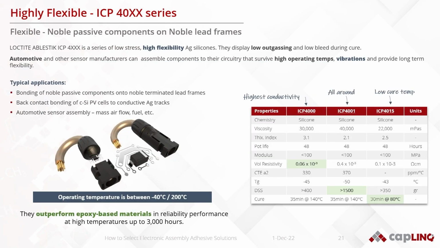If we dive into some more flexible materials, all of these materials are actually silicone, and these are specifically designed to attach to noble substrates. We're talking about the ICP 4000 series. So there's a multitude of applications where these materials could actually be used. And the differentiation between the ICP types is the highest conductivity one, which would be the 4000 version, the most all-round version, which would be the 4001 version, or the lowest curing temperature product, which would be the 4015.